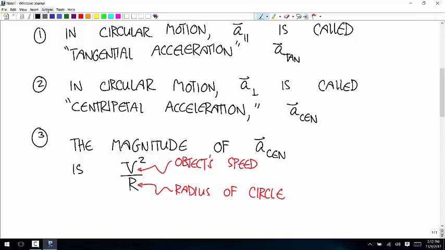So the meanings of the tangential and centripetal acceleration are still just the same as they have been when we think about a parallel and a perpendicular in lab. The tangential acceleration is responsible for whether the speed is changing as the thing goes around the circle, whether the object's speeding up or slowing down.